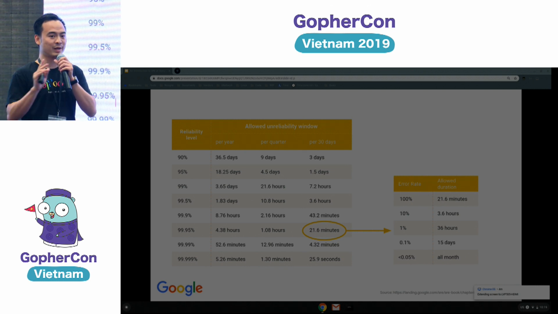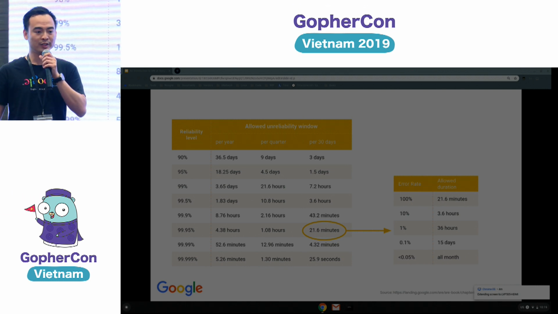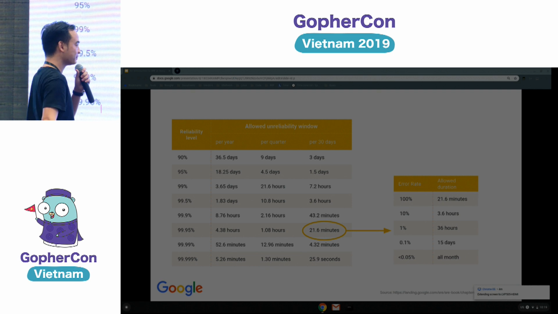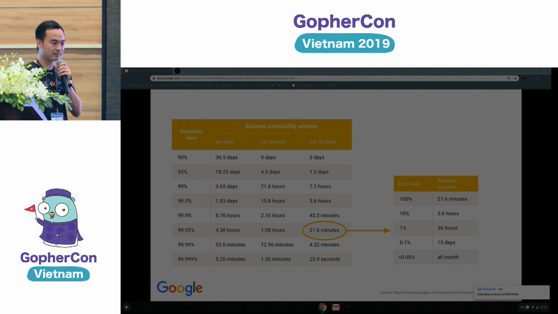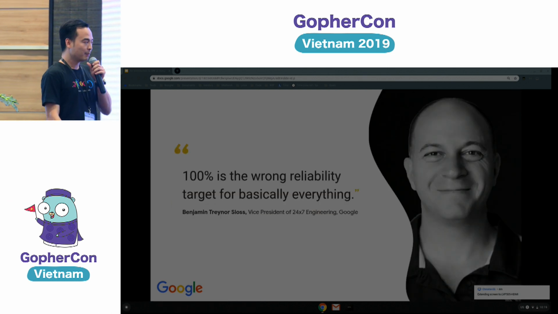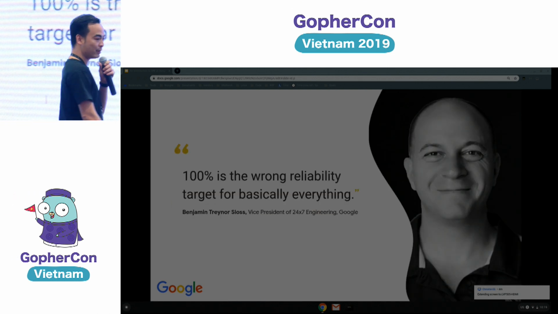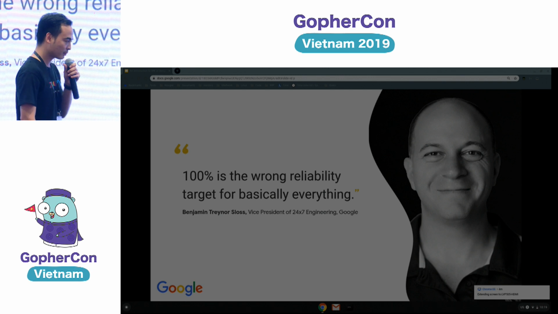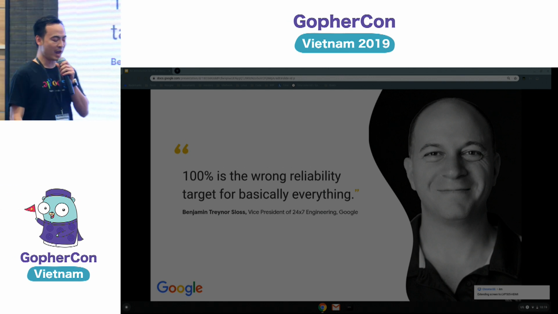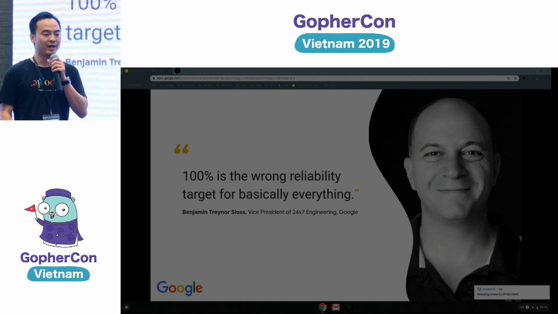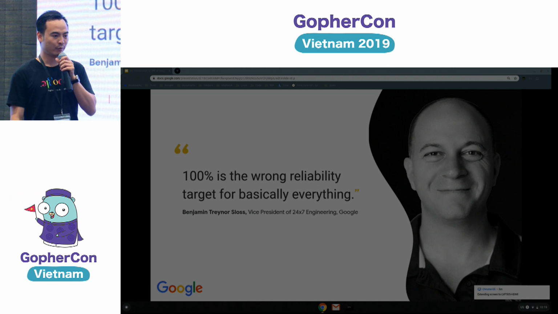You may wonder if there's something missing here, something very important. There's no 100% here, right? We don't have 100% reliability here. Why is that? Because according to the founder of the SRE model, 100% is the wrong reliability target for basically everything. We can't achieve 100%. We have to expect that.